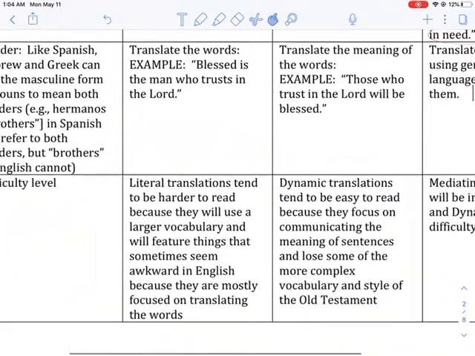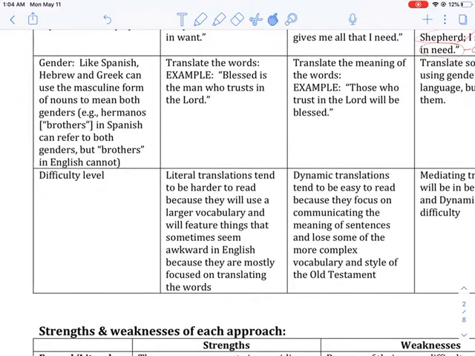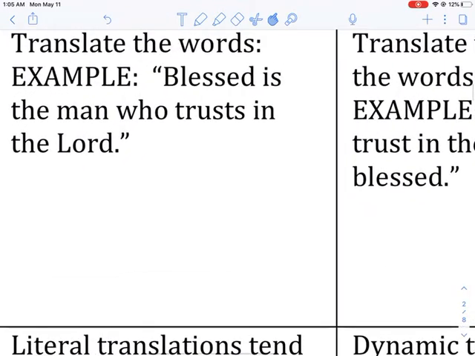Another issue is gender. Like Spanish, Hebrew and Greek can use the masculine form of nouns to mean both genders. So in Spanish, hermanos means brothers, but it can also mean brothers and sisters. It can mean siblings. In English, if we said, "My brothers and I went to the store," you would assume that I'm talking about all boys, not boys and girls. So, do you keep the gender as masculine, but it can mean both?